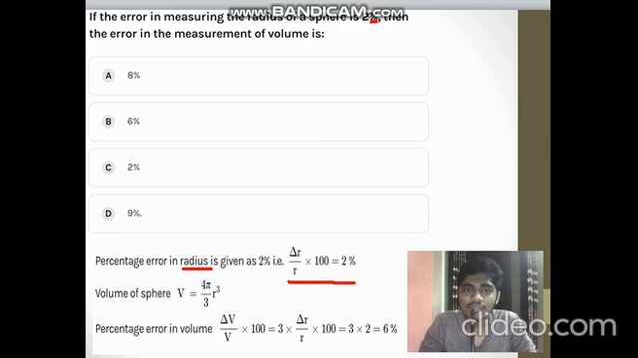You know that for a sphere the volume is given by 4/3 pi r cubed. So here r is cubed. When you write delta V by V into 100, you can instead write it as 3 into delta R by R into 100. We know that whenever an exponent is raised, we bring the exponent to the front and multiply by the relative error which is given in the question. So the relative error given in the question is 2. So 3 into 2 gives you 6. So this is the answer.